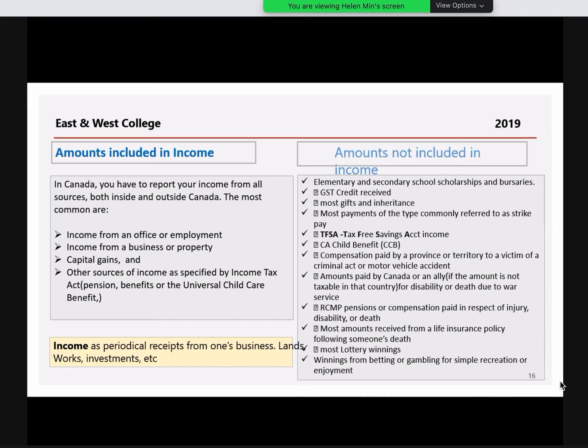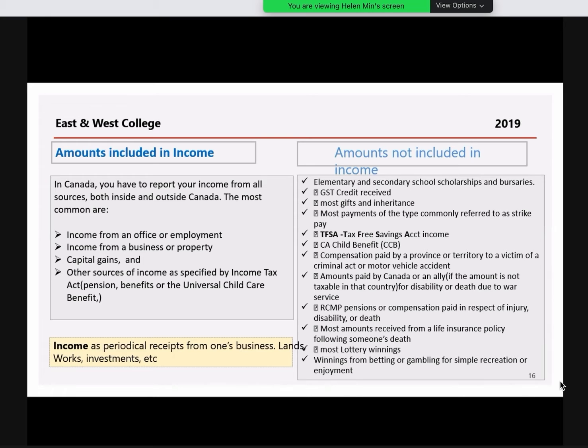That's Canada Child Benefit. You don't need to include it in your T1. Compensation paid by the provinces and the territories to victims of criminal acts and motor vehicle accidents is also not included in T1. If you got something from a vehicle accident, or as a victim of a crime, that compensation is not included in T1.